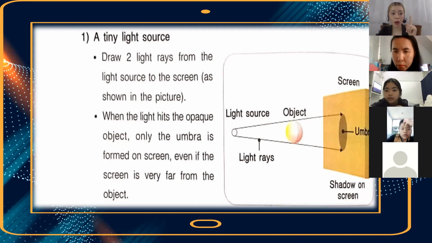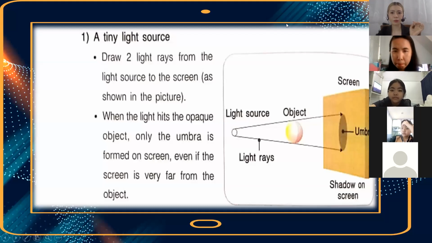One. Only one. Only the umbra, right? So if that's the case, if the light source is very tiny or smaller than the object, only the umbra will form on the screen. There is no penumbra. Okay?